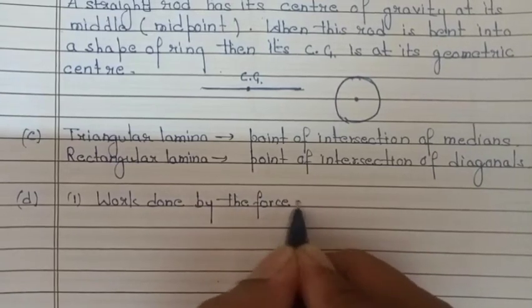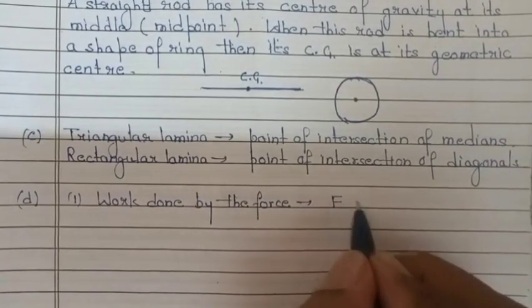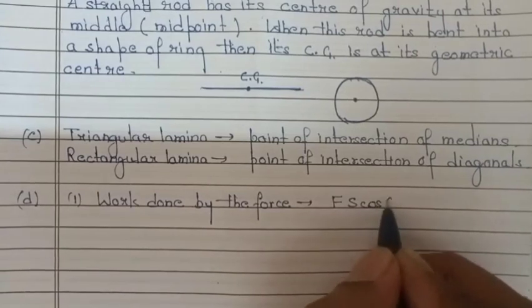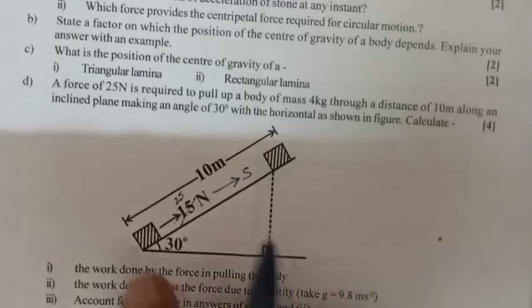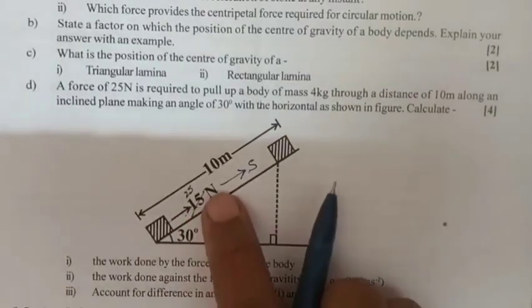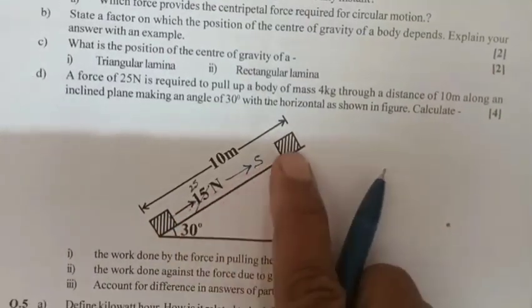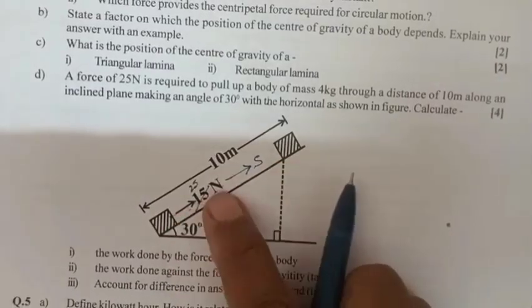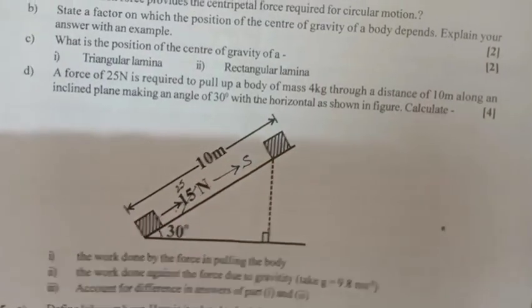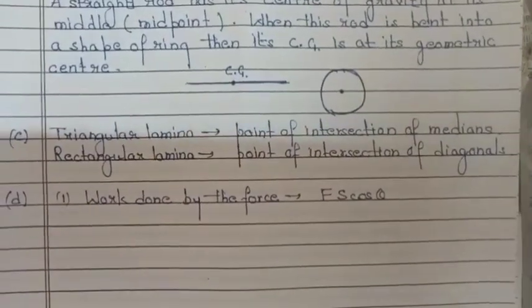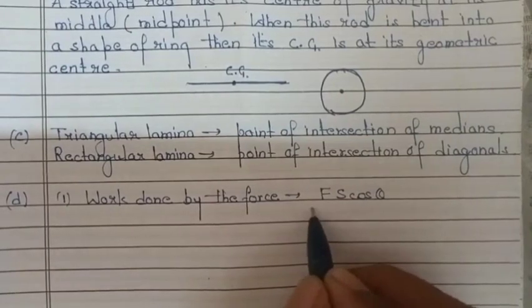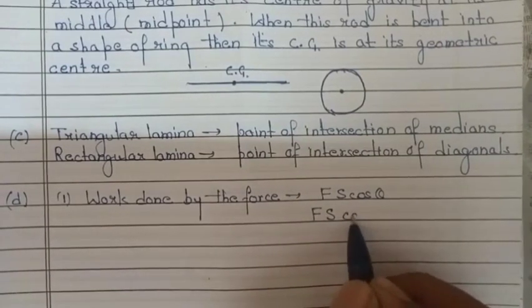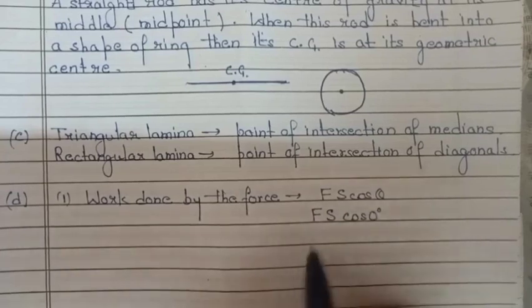So work done by the force, you can use the formula Fs cos theta. Now according to the question, you can see force and the direction. The body is moving in this direction, so displacement and force are both in the same direction. So when force and displacement are in the same direction, theta will be 0 degree. So you can write it like this, Fs cos 0 degree.